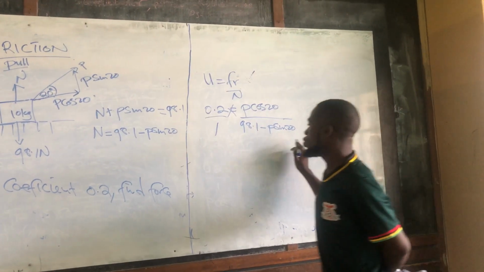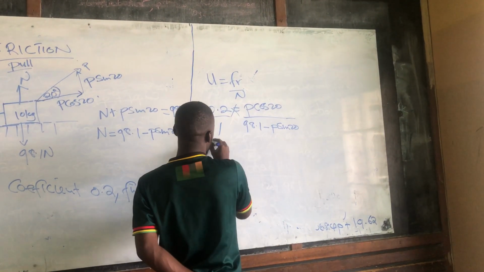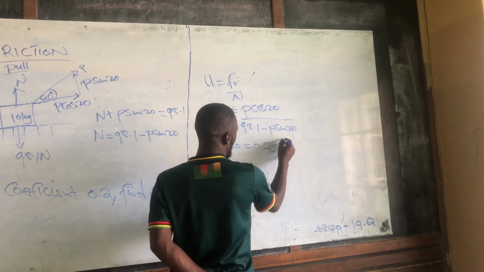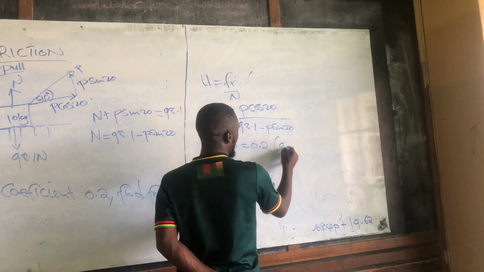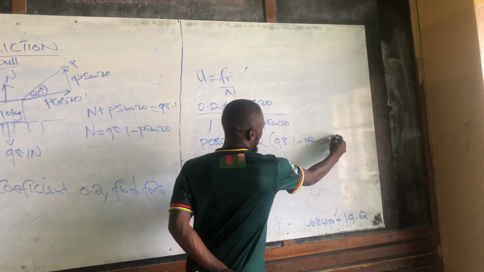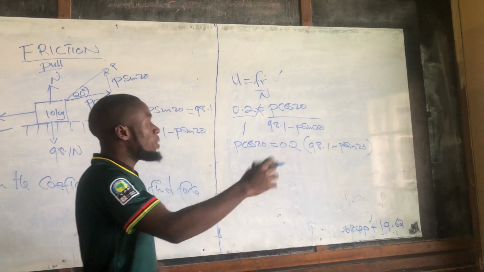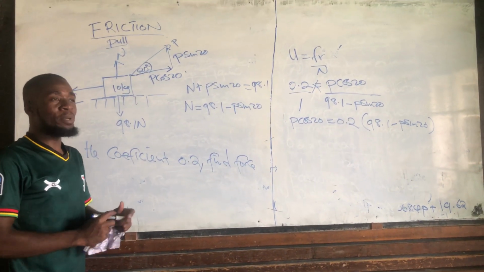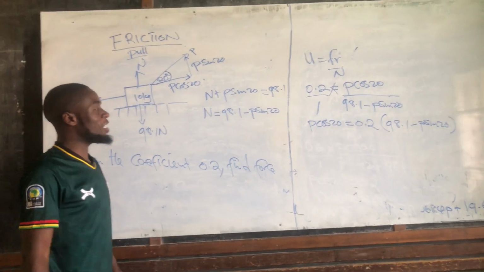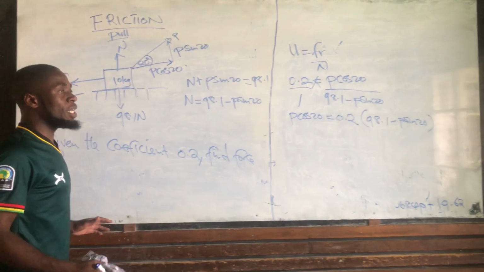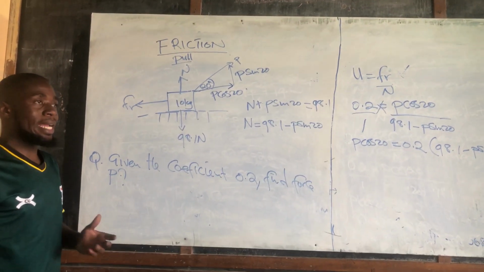Cross multiply, which would be this one times this one: P cos 20 equals 0.2 multiplied by 98.1 minus P sine 20. Okay. Then you start multiplying there, you find P. You easily find P there, simple and straightforward. You find what cos 20 is, and you find P easily. So this is just the idea here.